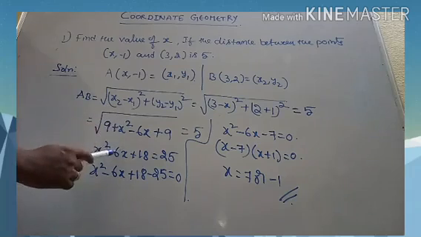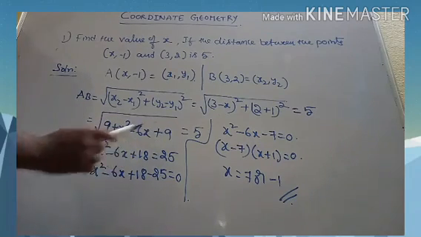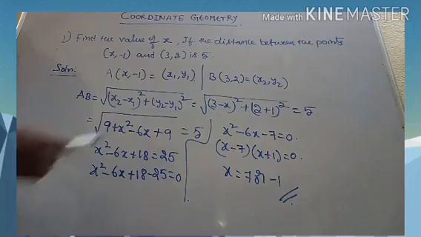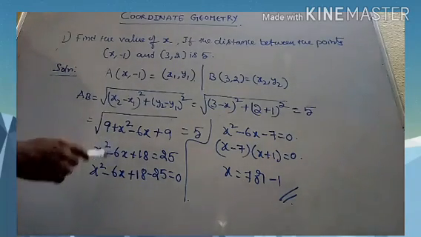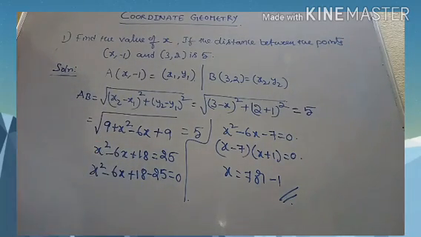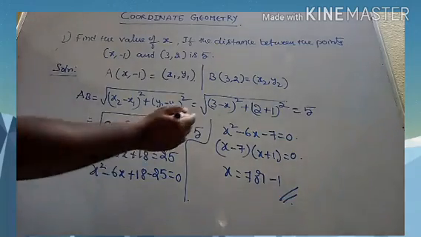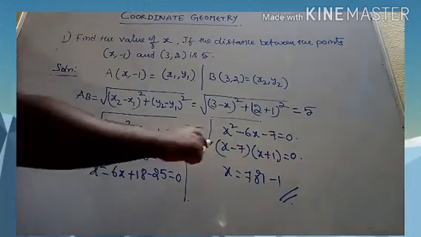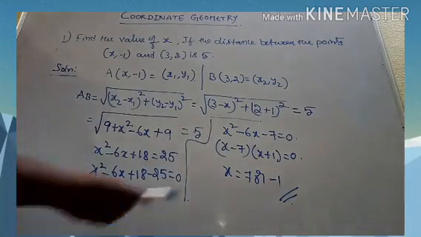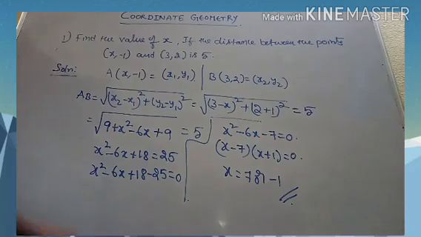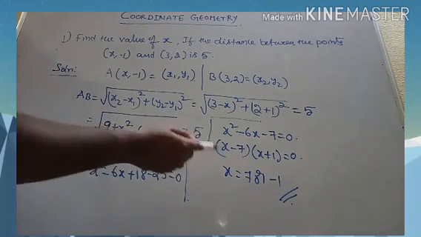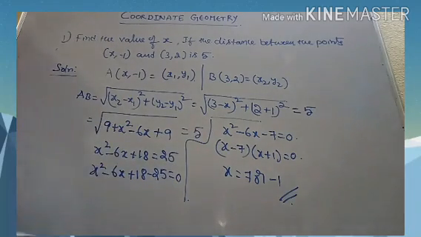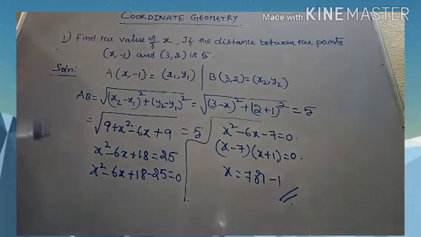This is x square minus 6x, 9 plus 9 is 18, equal to 25. After squaring on both sides, we get x square minus 6x plus 18 minus 25 equal to 0. This is nothing but, my dear students, x square minus 6x minus 7 equal to 0. By factorization, we get (x - 7)(x + 1) equal to 0. This is now x is equal to 7 or -1. In this way, we have nicely got the values of x, 7 or -1.